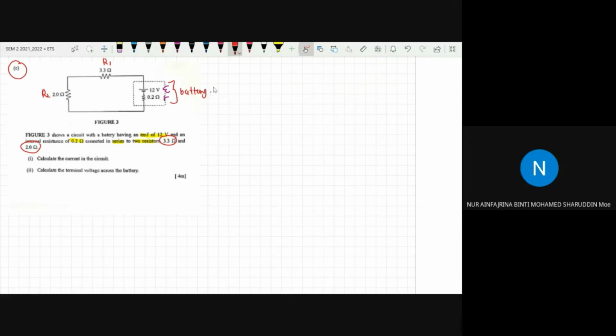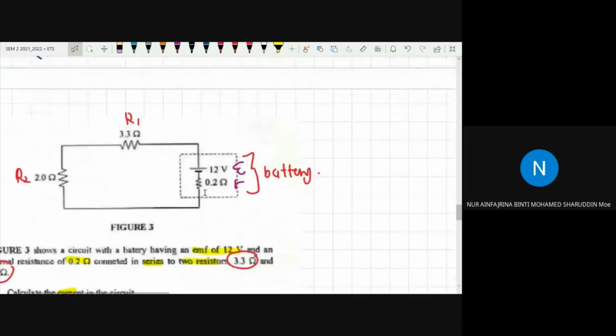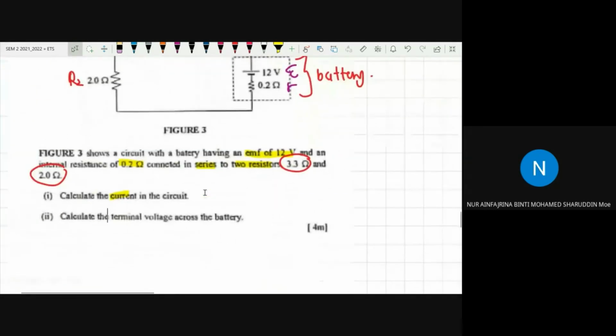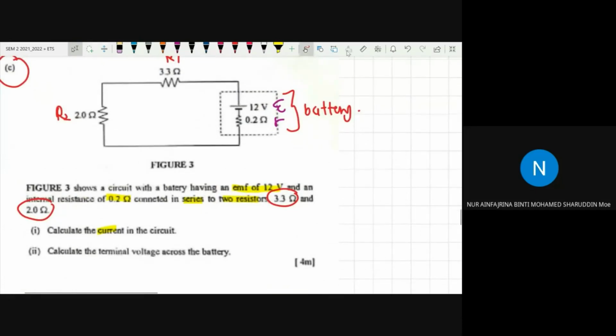Okay, so the first question, calculate the current in the circuit. So dia minta kita calculate the current in the circuit. So macam mana kita nak calculate the current in the circuit, anyone? What formula should we use? Macam mana nak calculate current dia? Yes, correct Rani, that's correct. Very good. So EMF equals to current, resistance tambah dengan internal resistance.